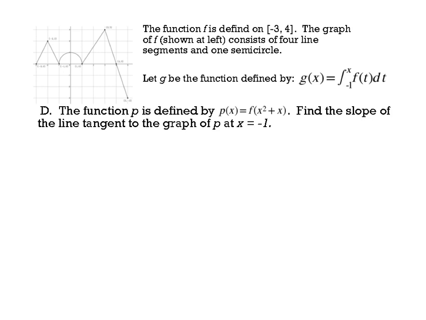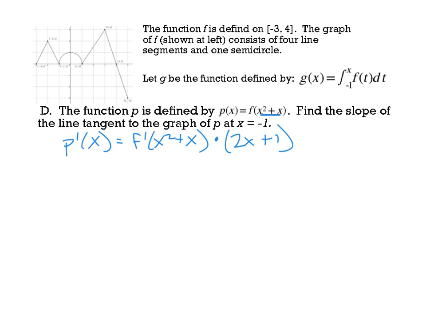So now we are looking at part D. The function p is defined by p of x equals f of x squared plus x. Find the slope of the line tangent to the graph of p at x equals -1. So whenever you're finding the slope of a tangent line, remember you're finding the derivative. So we are going to be finding p prime of x, which is going to be the derivative of this function, f prime of x squared plus x, times, we have to apply the chain rule because we have a composite function here. So times the derivative of the inside, so times 2x plus 1.